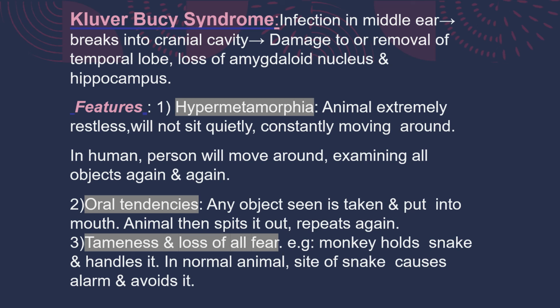The features of Kluver-Bucy syndrome are hypermetamorphosis. That is, the animal becomes extremely restless, will not sit quietly, constantly moving around. In humans, the person will move around, examining all objects again and again. And oral tendencies: any object seen is taken and put into the mouth. The animal then spits it out, and repeats the same procedure. Tameness and loss of all fear. Example, a monkey holds a snake and handles it. In normal animals, the sight of a snake causes alarm and they avoid it. So this is the loss of all fear because of loss of the amygdaloid and hippocampus.